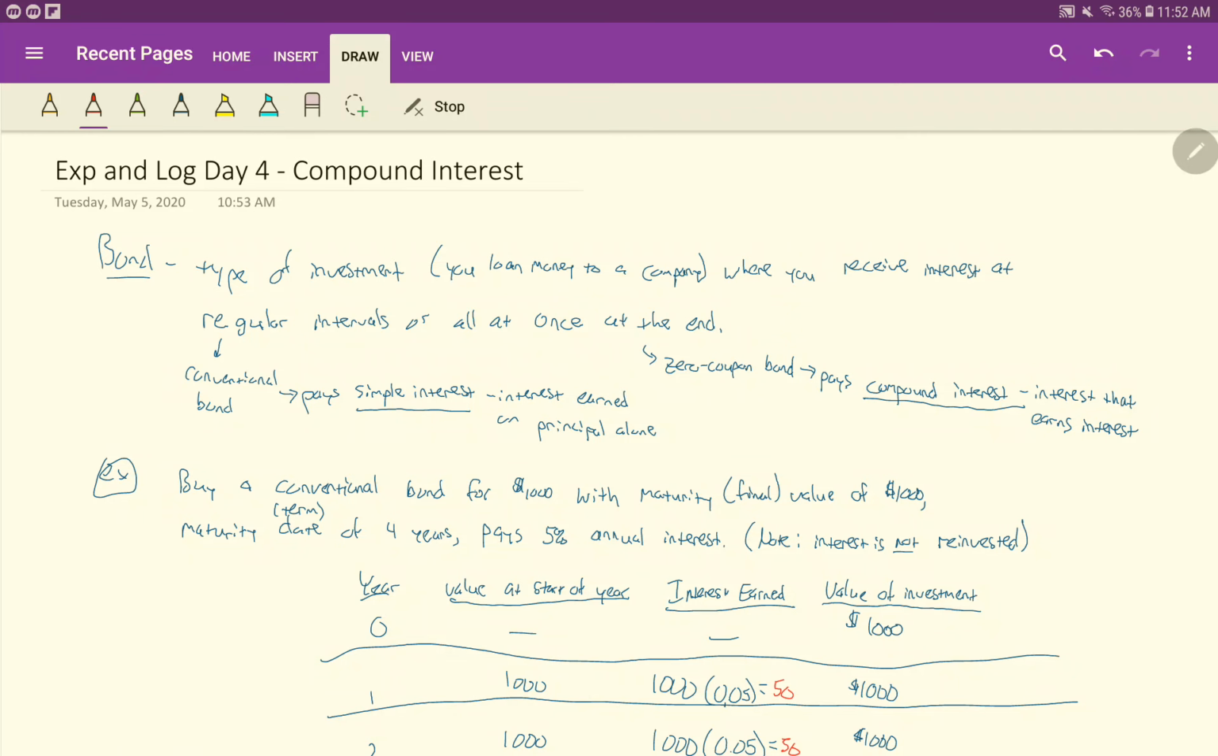Alright, hello and welcome to Exponential and Logarithmic Functions Day 4. We're going to talk about compound interest. We already touched on this idea of interest in the previous lesson when it comes to exponential growth, but I want to talk about it a little bit more.